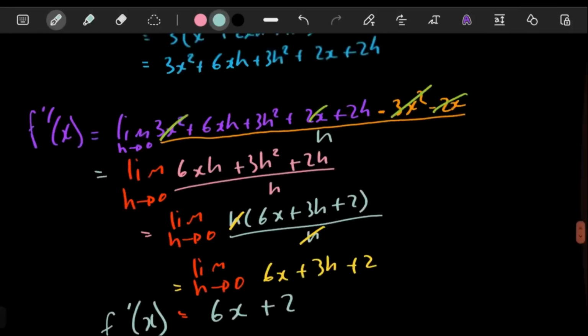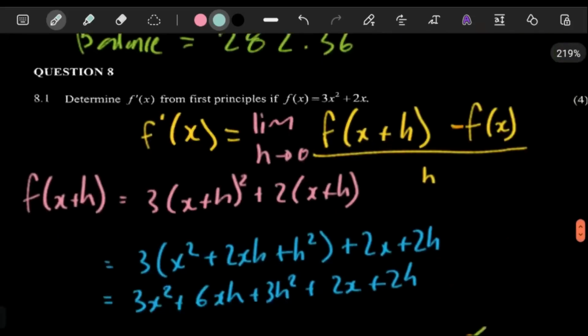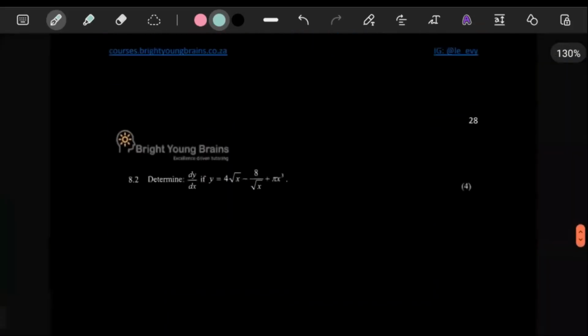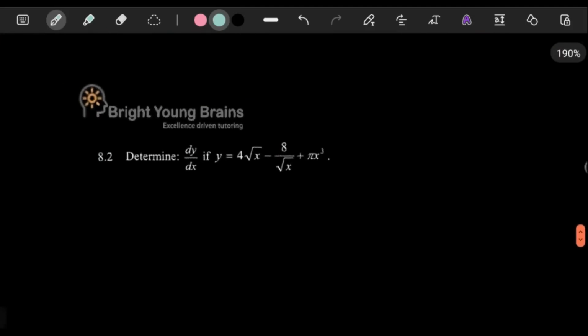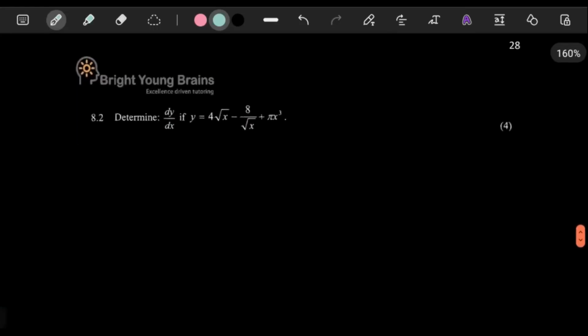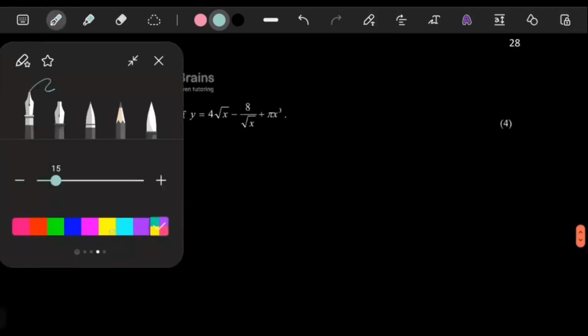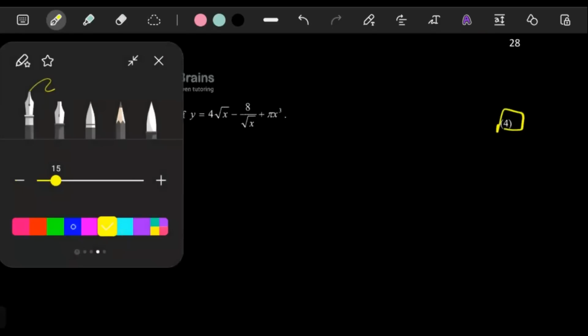Now, this is fine because if you were to use the short way of differentiating, 2 times 3 would have given you 6. Differentiating the other term, you'd be left with the 2 only, and the first term would have been 6x. So this is all good. Let's move on to the next question, which is 8.2. 8.2 is looking the way it's looking, for 4 marks.